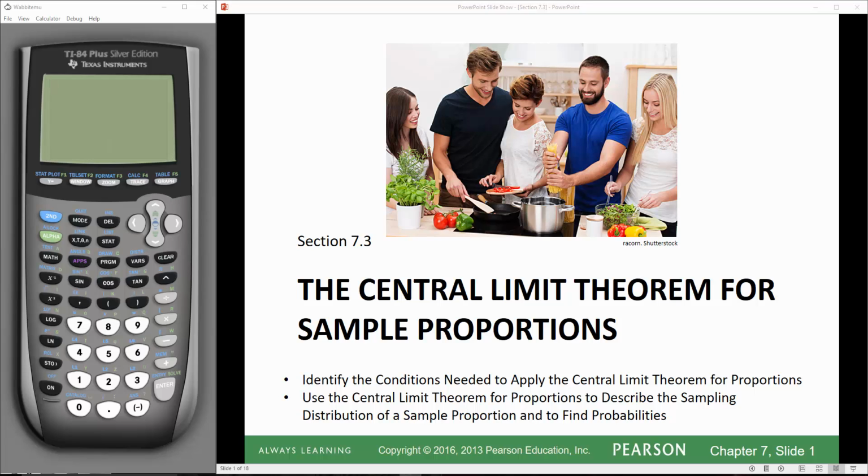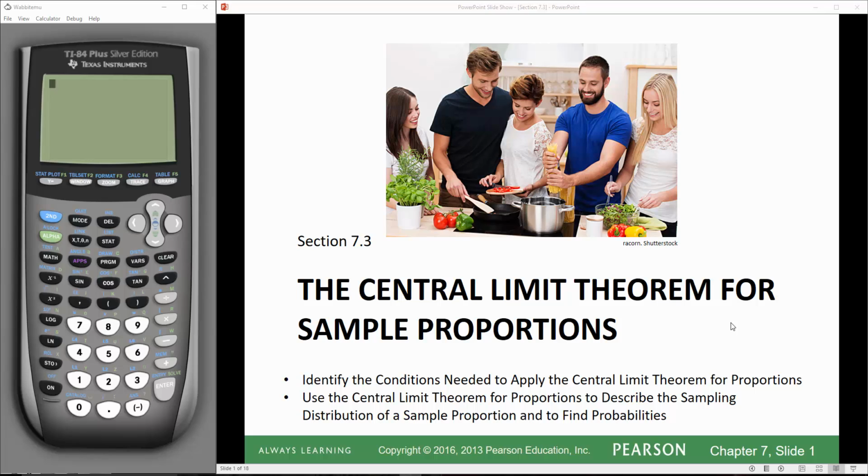Alright, so we're ready for section 7.3, titled the Central Limit Theorem for Sample Proportions. The two big things we want to do here: identify the conditions needed to apply the central limit theorem for proportions, and also be able to use the central limit theorem for proportions to describe the sampling distribution of a sample proportion and to find probabilities.